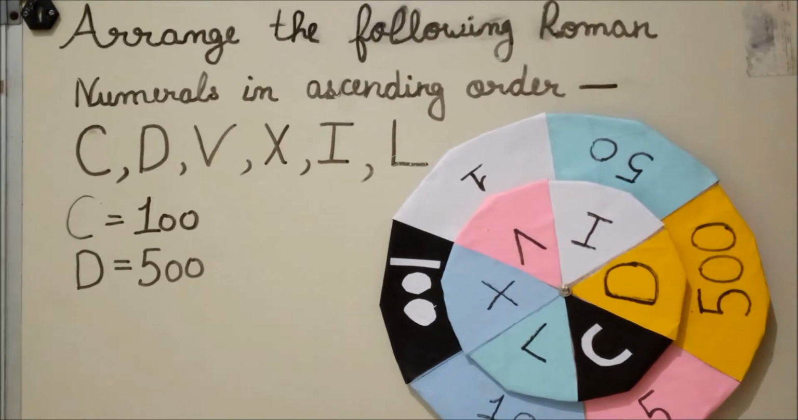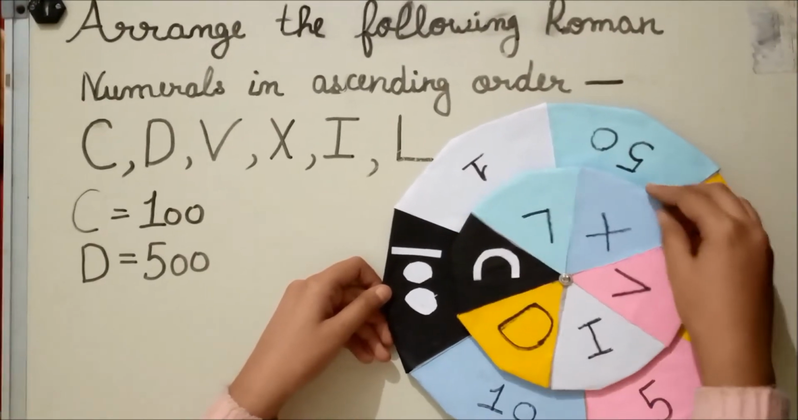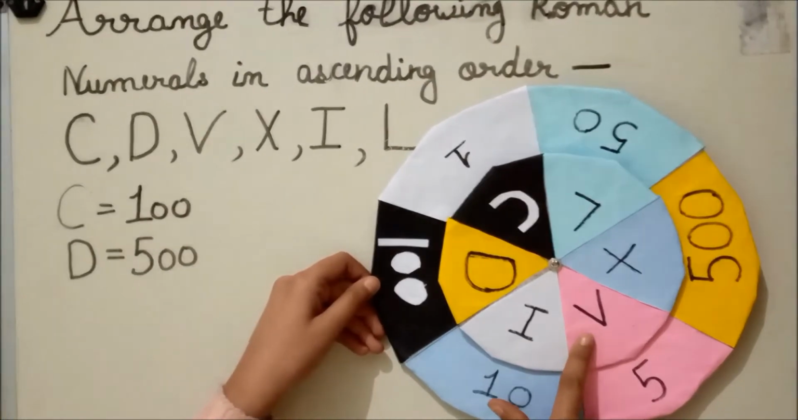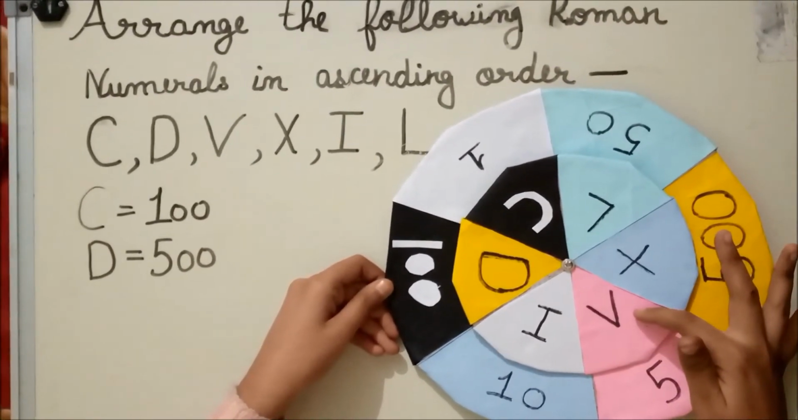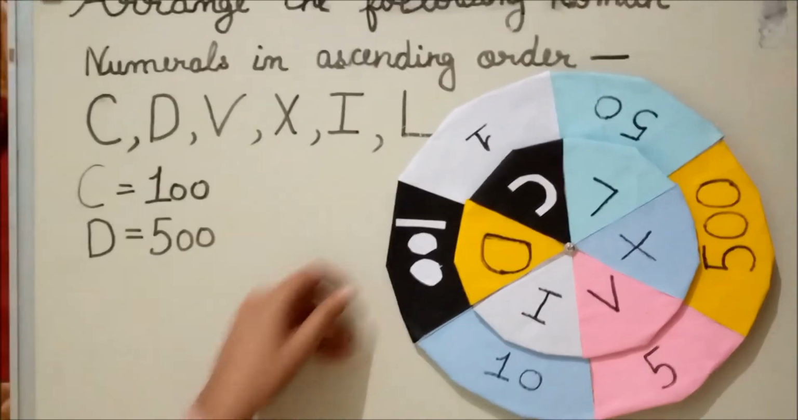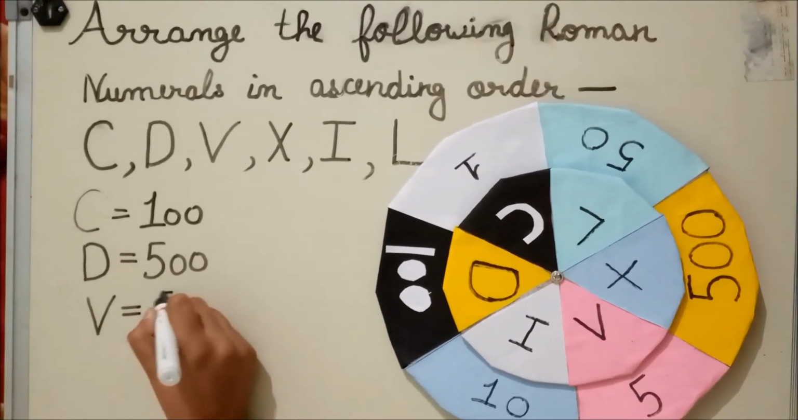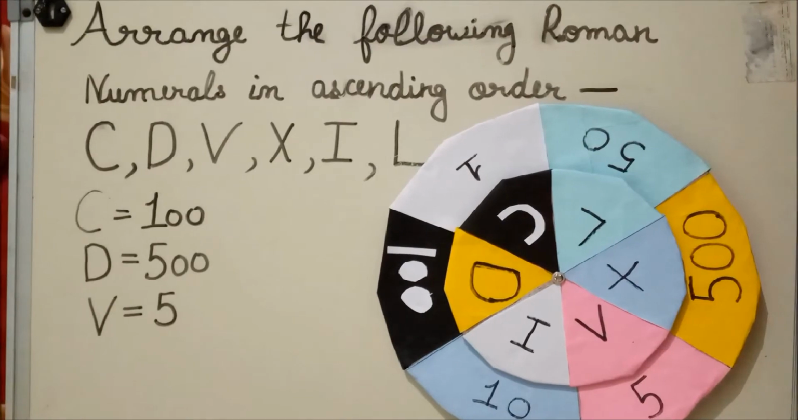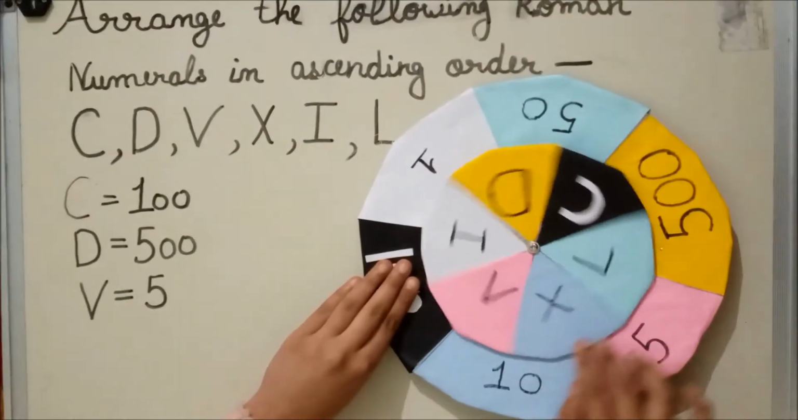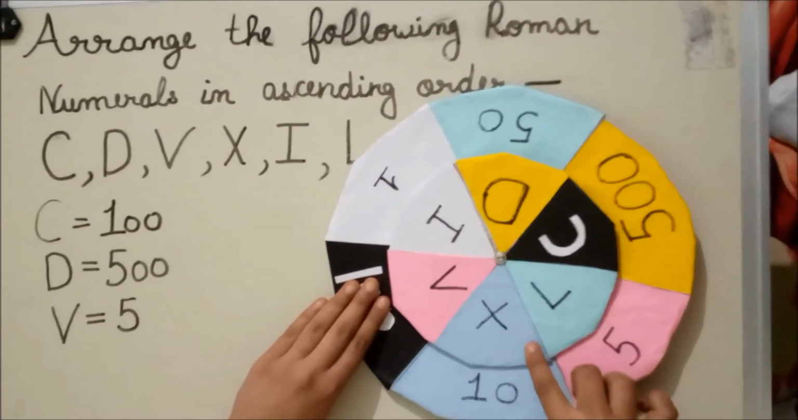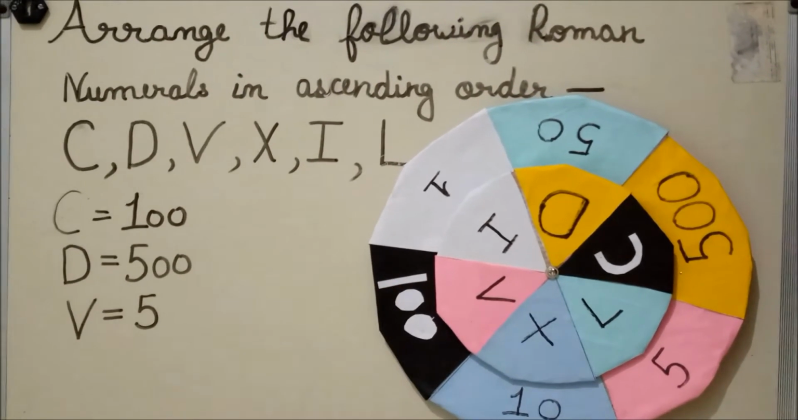Next value is V. We rotate it. Then V color matches the 5 integer color. V value is equal to 5. Next, X. X color matches the 10 integer color. X is equal to 10 integer.